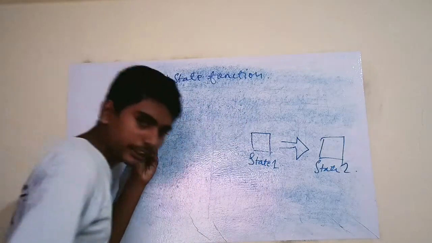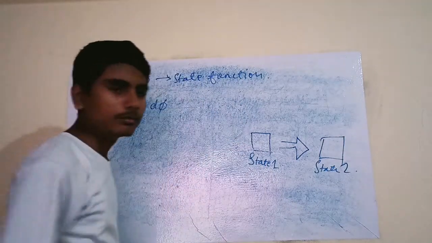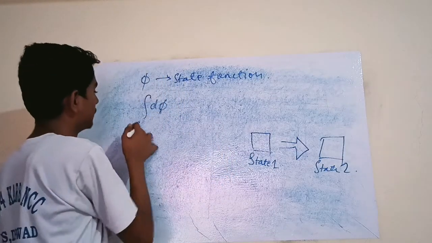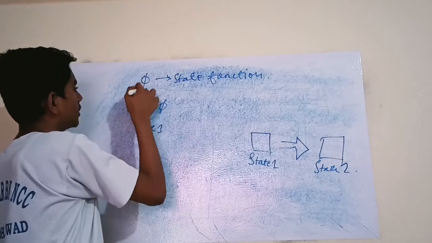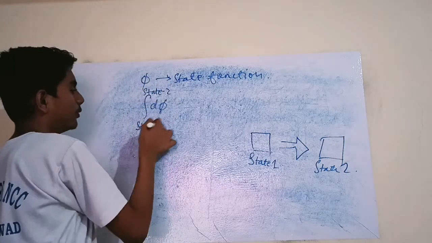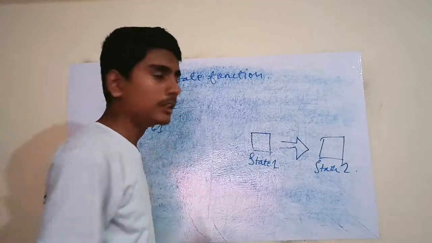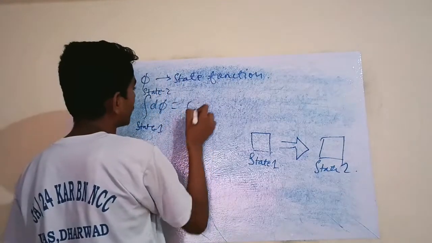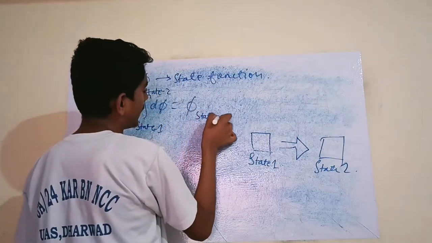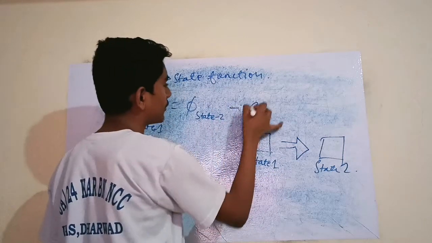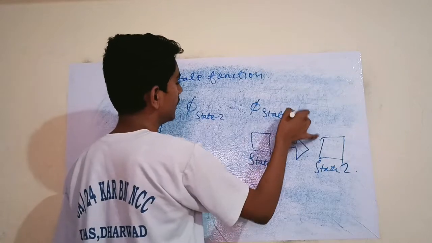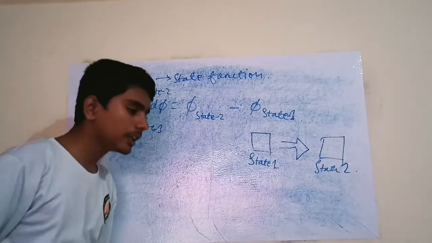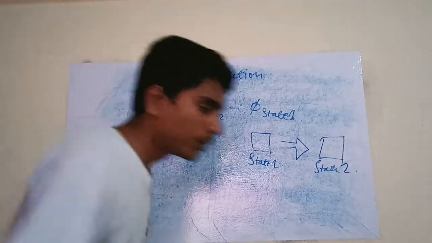Then what is the value of the change of this state function? You take the small change dphi and you integrate from state 1 to state 2. If you integrate, you will get the total change of this state function phi. That formula is phi at state 2, the final value of the state function, minus the initial value of the state function. If you do it, you will get the total change in this state function. This is the formula for a state function.